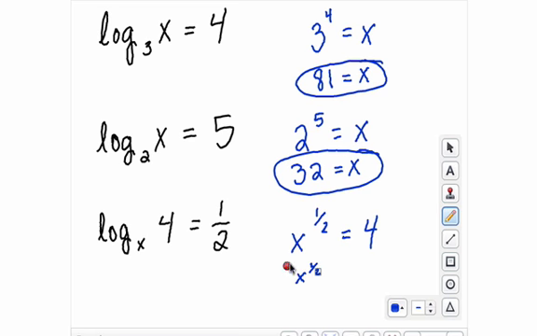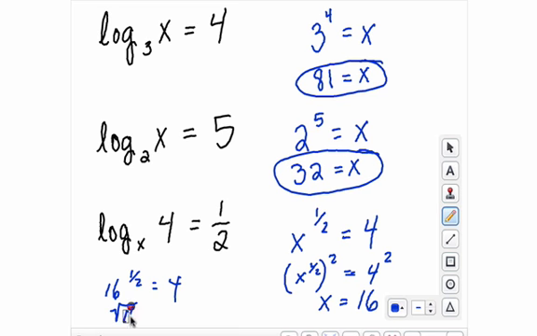I'll write this so you can see. We're going to square both sides. And so 1/2 and raised to the 2nd power will undo each other, and you get x equals 16. So does 16 to the 1/2 power equal 4? That's your check. Well, that's the square root of 16. The square root of 16 is 4. So that's your check.